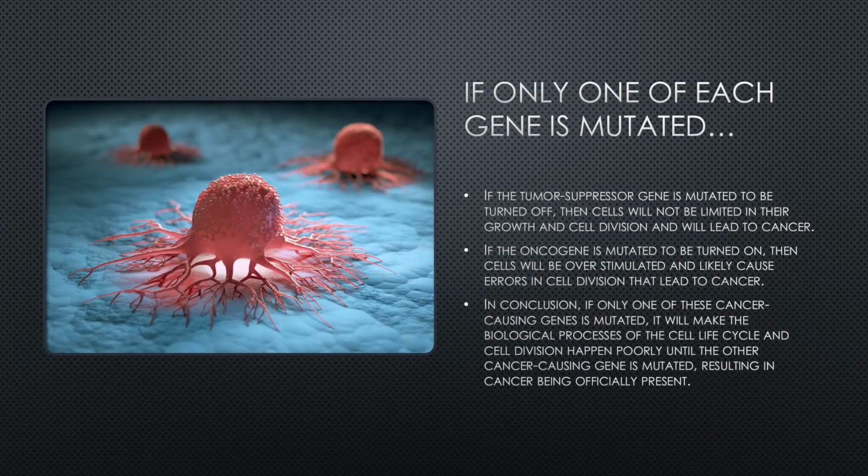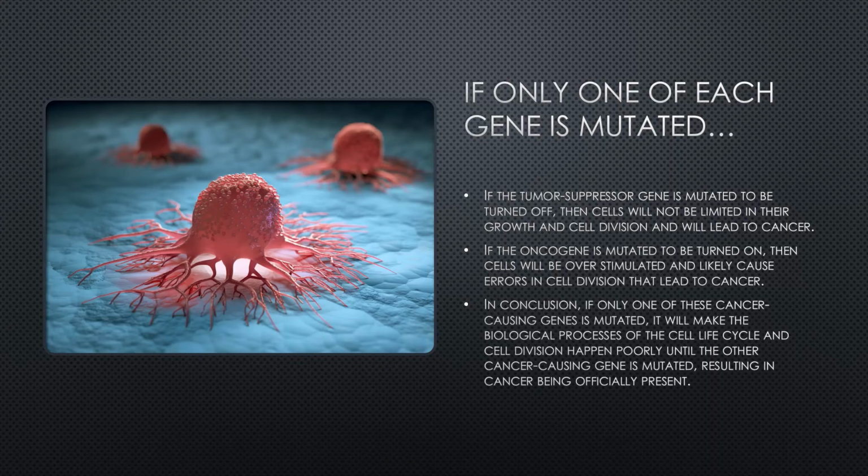All right, so if only one gene is mutated, say the tumor suppressor gene is mutated to be turned off, then cells will not be limited in their growth and cell division will lead to cancer. If the oncogene is mutated to be turned on, then cells will be overstimulated and likely cause errors in cell division that lead to cancer.